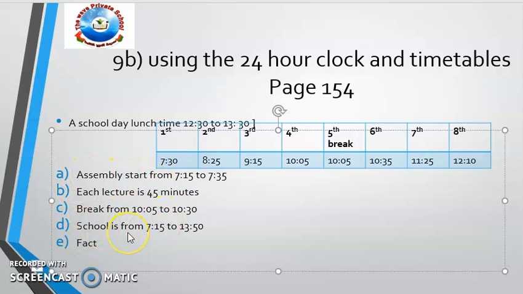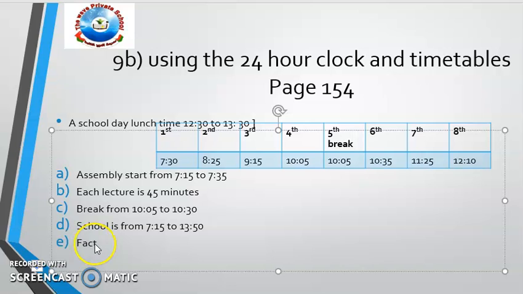I write for you, like assembly starts from 7:15 to 7:35. No need to write AM or PM. Remember this, we are writing 24-hour notation. Each lecture is 45 minutes. Break starts from 10:05 to 10:30. School is from 7:15 to 13:50. Why write 13:50? I didn't write 150 because we have to write in 24-hour notation.